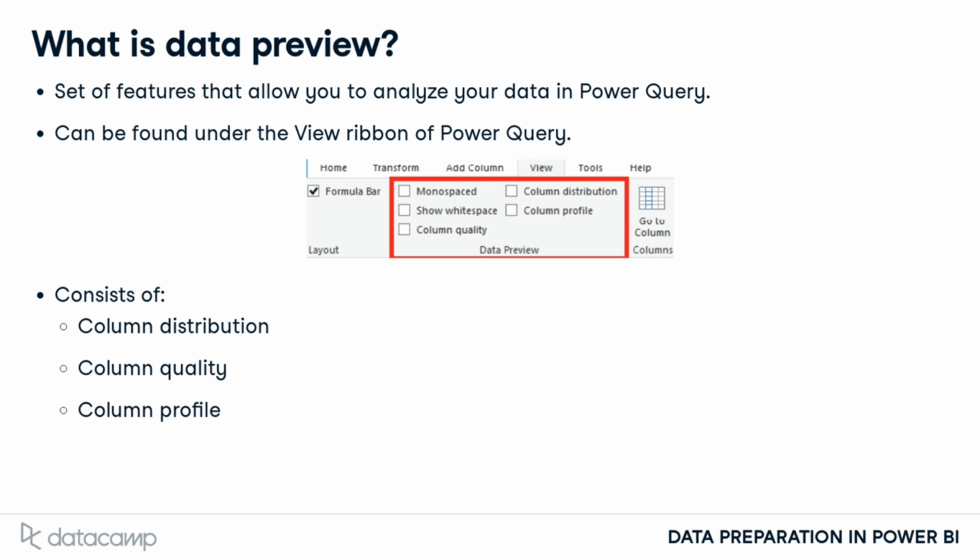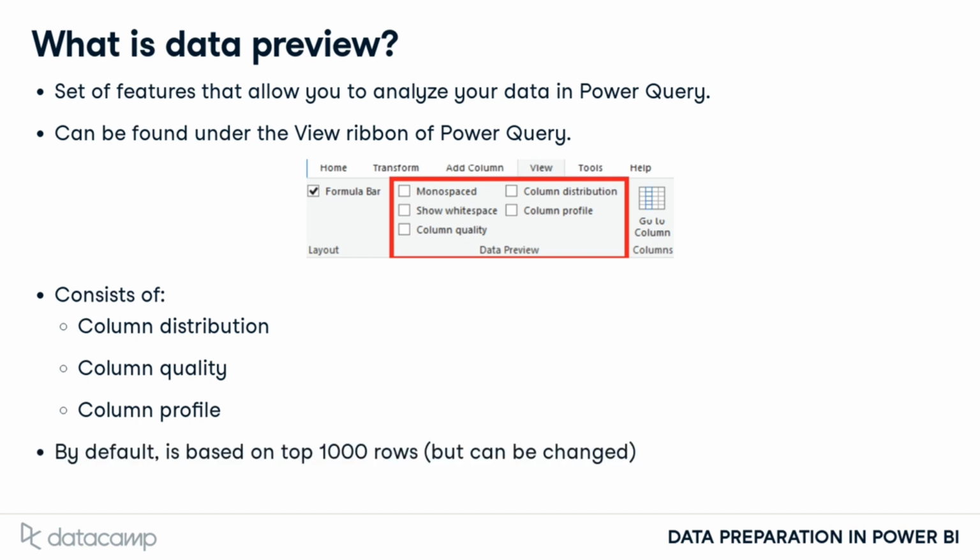An important thing to note when working with large datasets is that by default, data previews will only analyze the data in the first 1,000 rows of your dataset. However, you can change that option by clicking on the column profiling based on the top 1,000 rows box present at the bottom left of the Power Query editor.